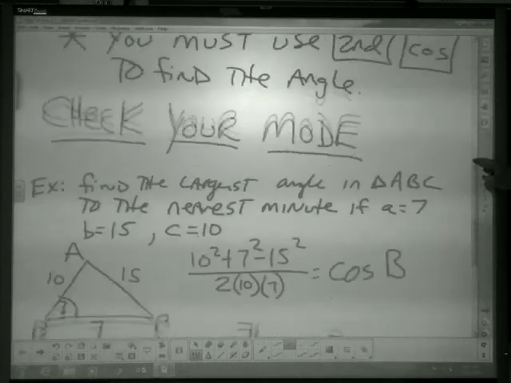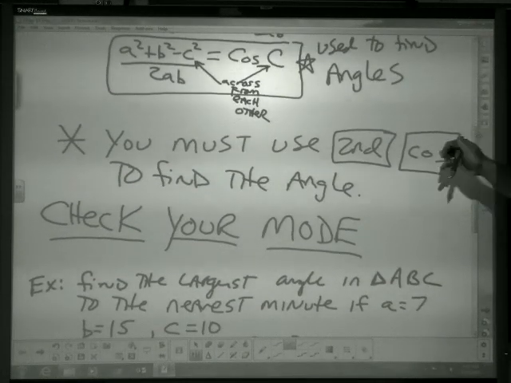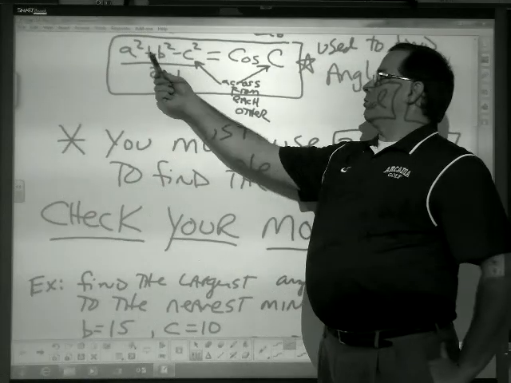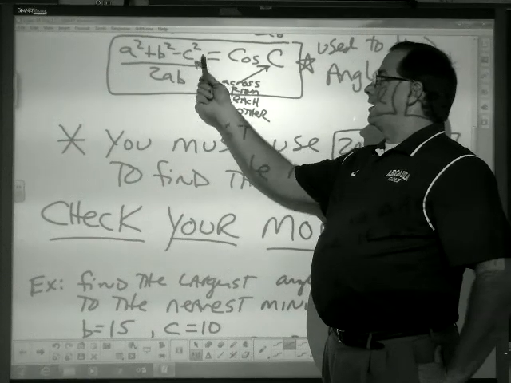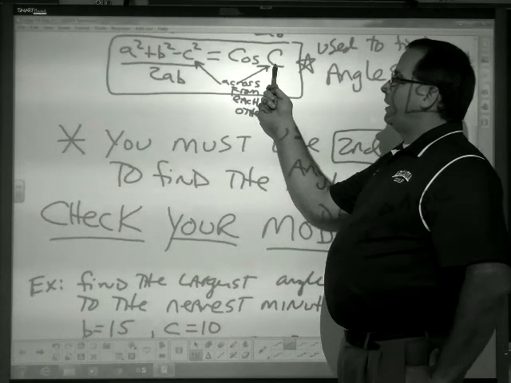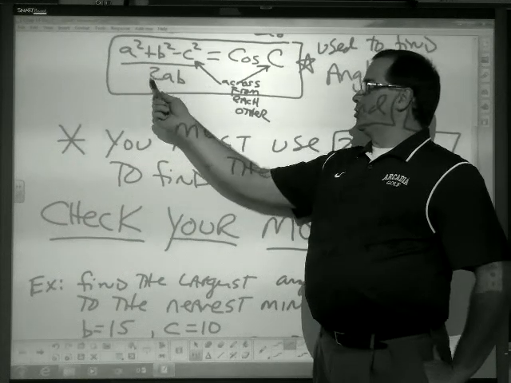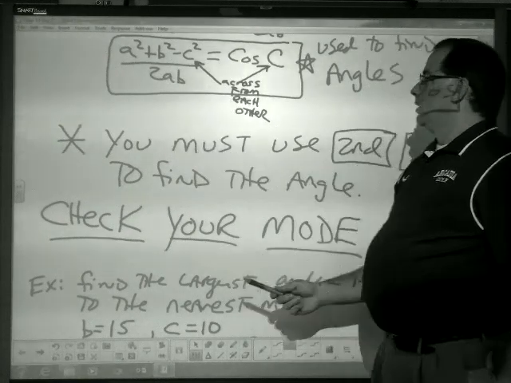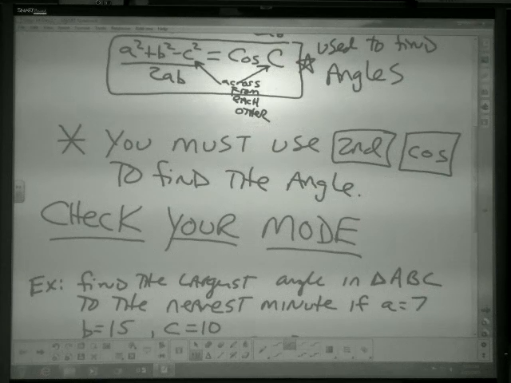But again, you just need to know this formula, which is a squared plus b squared minus the side across from what we're trying to find the angle of, squared, over 2 times those first two sides. And then use second cos to get the angle.